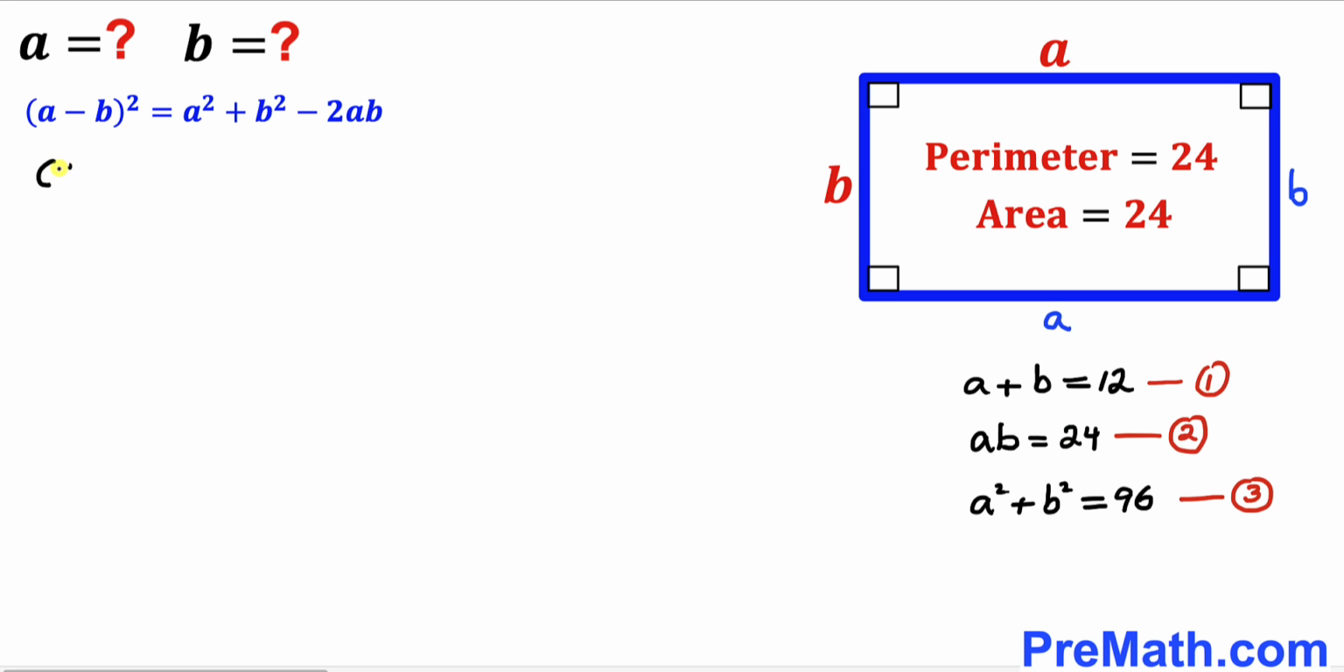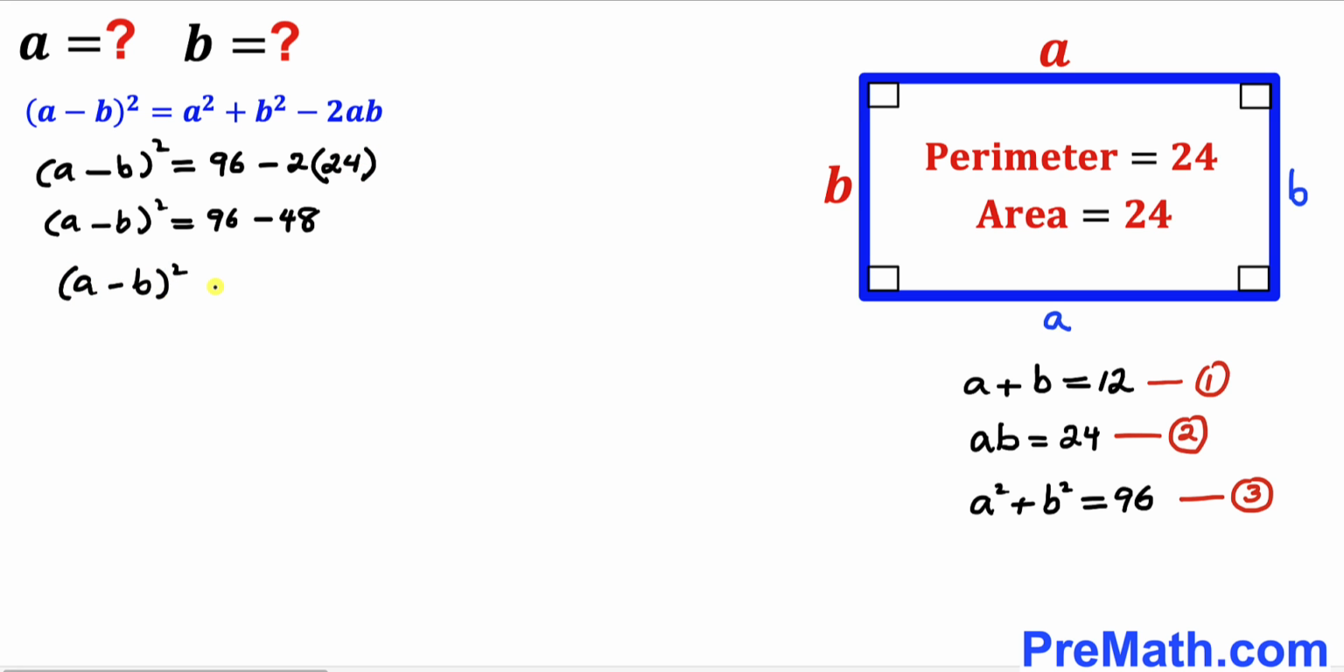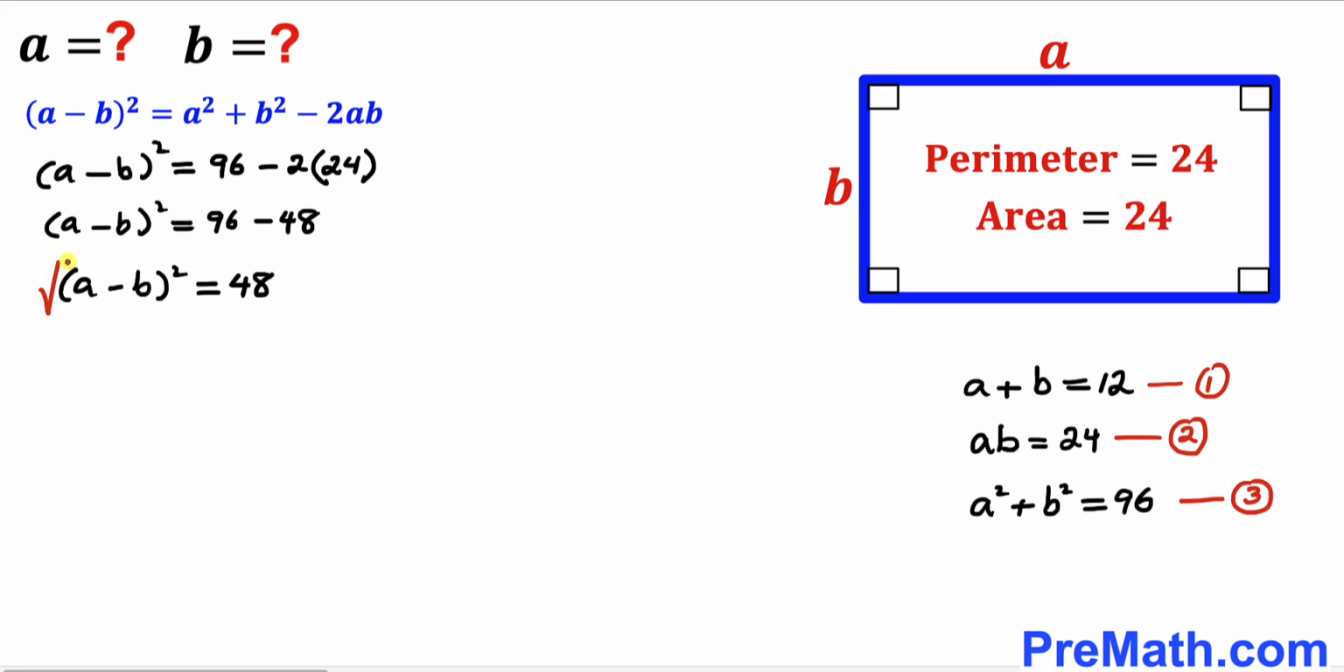So we can write a minus b whole square is equal to a square plus b square, which is 96, minus 2 times our ab value, which is 24. Or simply, a minus b whole square is equal to 48. Now I'm going to undo this square by taking the square root on the left hand side and the square root on the right hand side as well. So we end up with a minus b equal to 4 times square root of 3. I'm going to label this as our equation number 4.